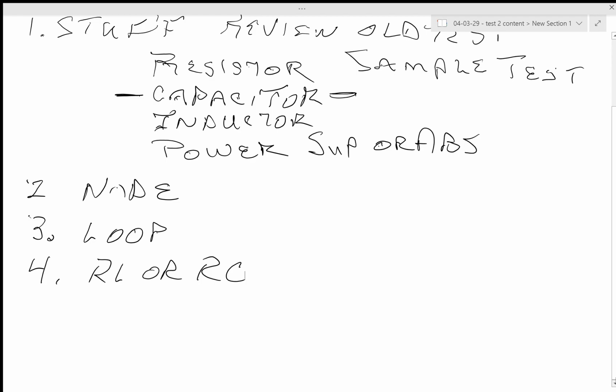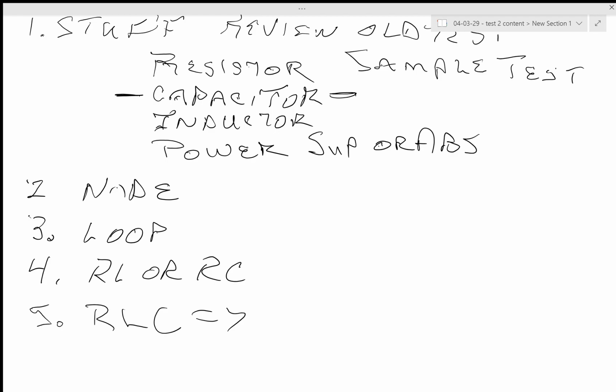Last but not least will be number 5. It will be an RLC network. I suggest that you look at the sample 2 test, problem 5, and you know how to find vo of t and io of t in all those resistors.